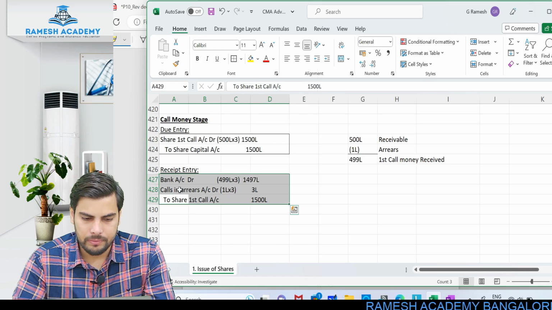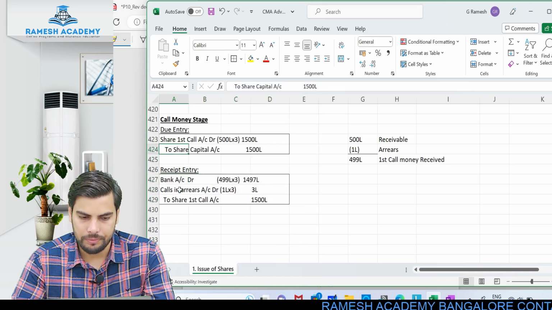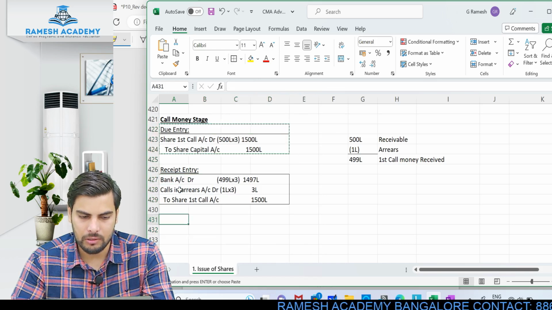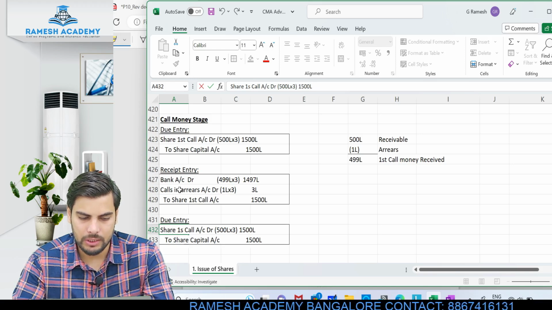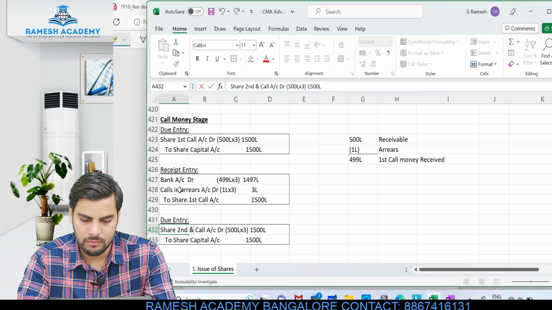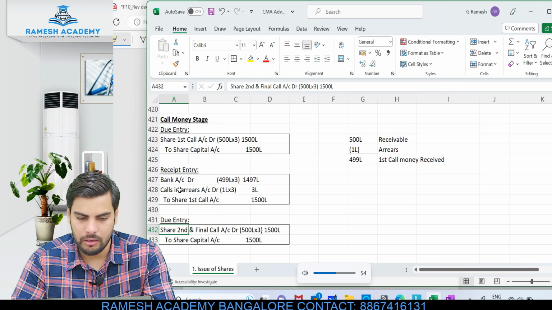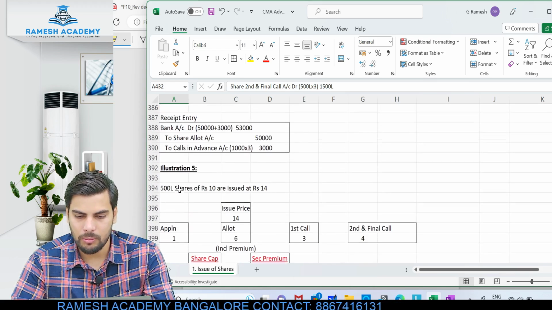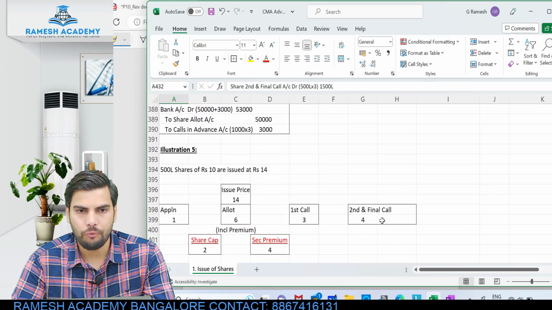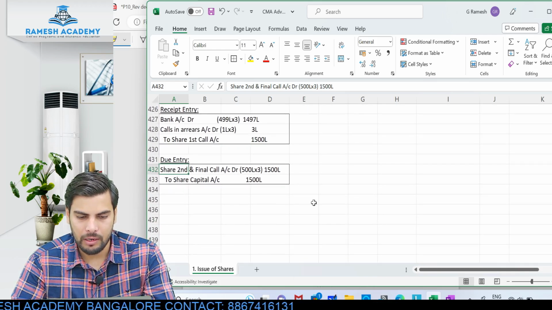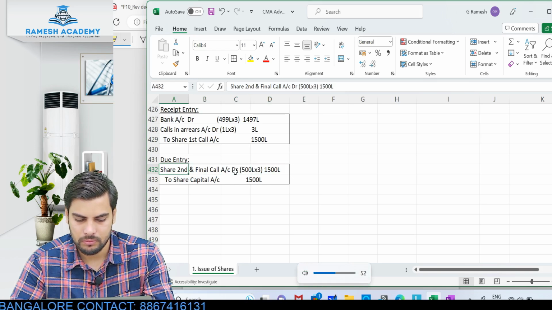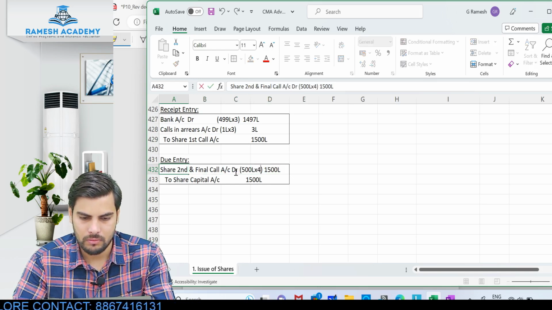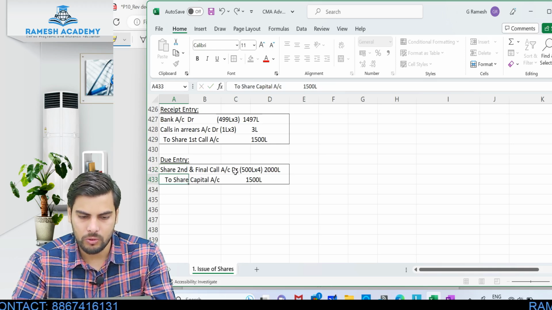Now same thing. Okay, we need to pass it for second and final call. So what will be the entry for share second and final call? The due entry. Instead of just calling it share first call, here we'll be calling it share second and final call account debit. What is the amount which was due? Second and final call, if you see, 4 rupees is what is due. Okay, so 500 lakh into 4. So this would be 2000 lakh. To share capital, this would be again 2000 lakh.